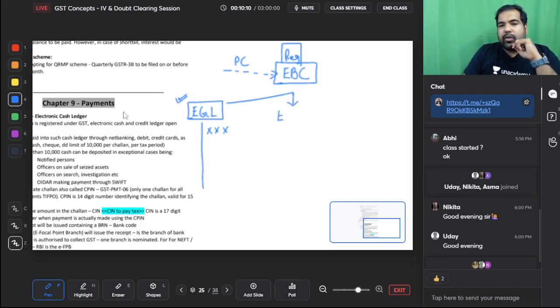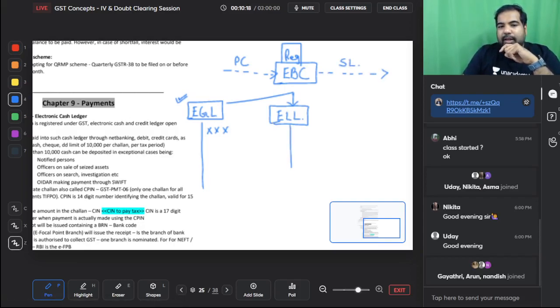Then there is an electronic liability ledger. This electronic liability ledger, whenever you make any supplies, the supplies will give you a liability. It can be IGST liability, SGST liability, CGST liability, and this is the liability like your electricity bill that has to be paid. Your liability can be of tax, but it can be of TIFPO also, tax, interest, fees, penalty and others. It could be anything that you need to pay.